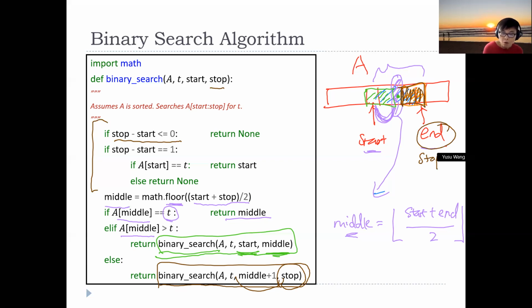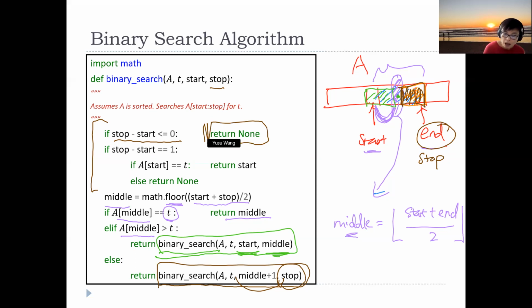Now, if at any moment you are looking at a subarray where the end is smaller than the start, that's what this is saying. That means that I already searched for my algorithm to a point and my array is empty. That means I couldn't find this. So I simply return none, okay?